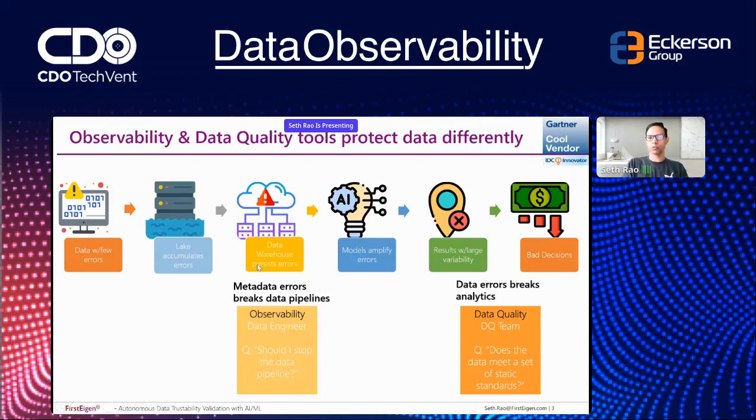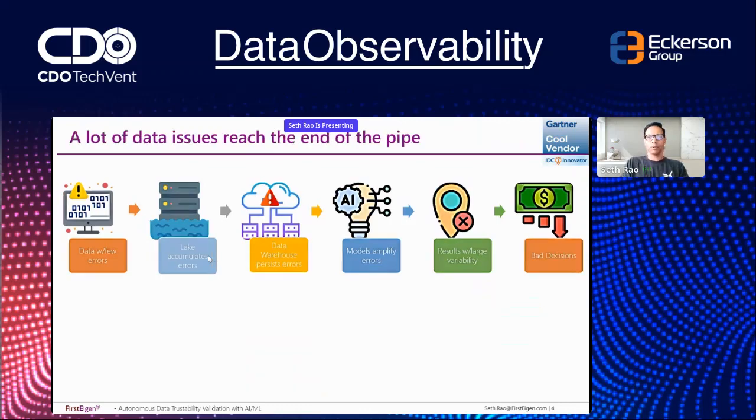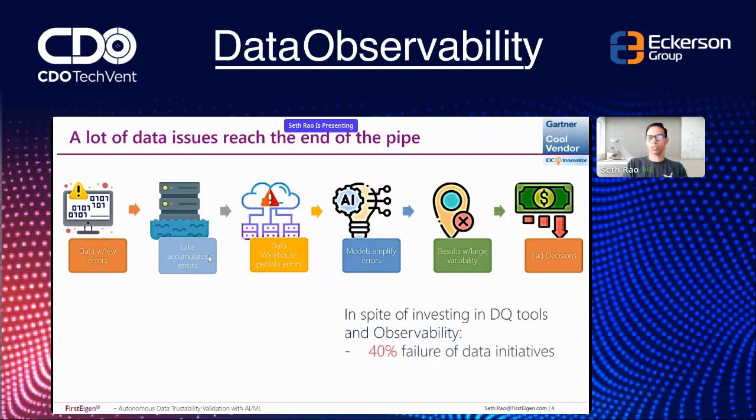The typical tools for metadata monitoring are the observability tools, and the data engineers want to have them, and they're typically used for Snowflake warehouse. We see a lot of use cases for that of late. Now, a lot of data issues, in spite of these tools, reach the endpoint. And what's the consequence of that? Over 40% of data initiatives fail, and there's a drop in productivity as well, a 20% drop.